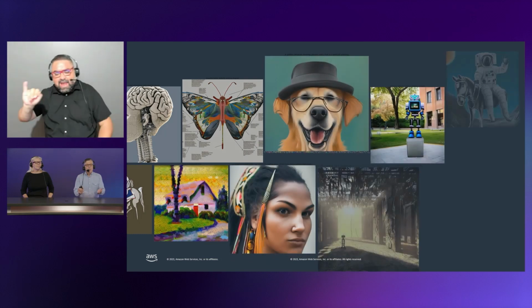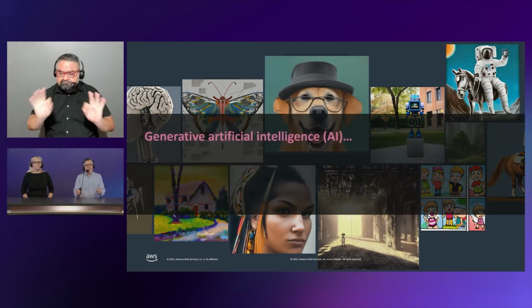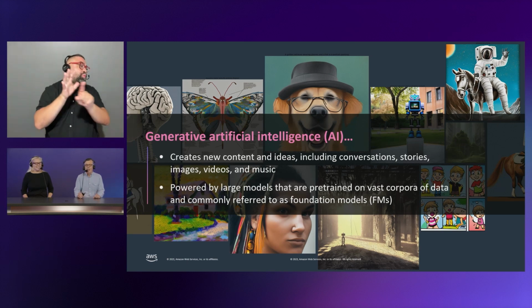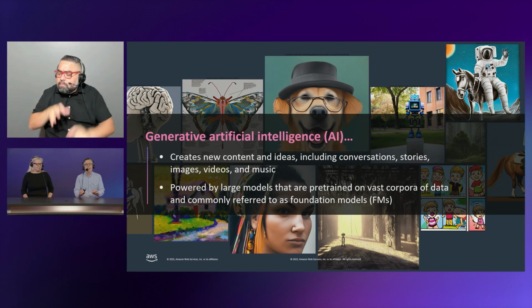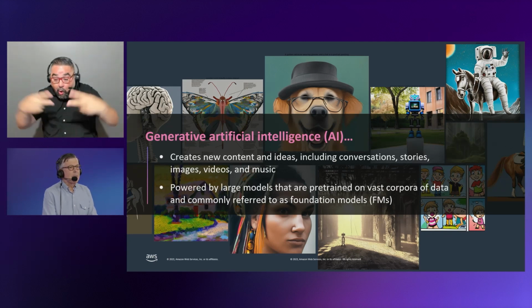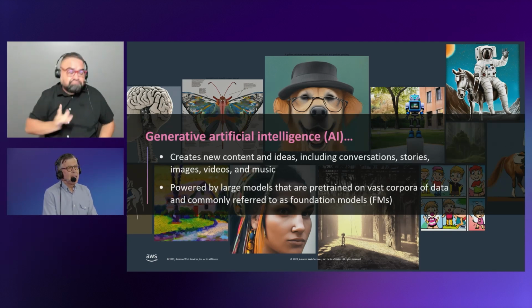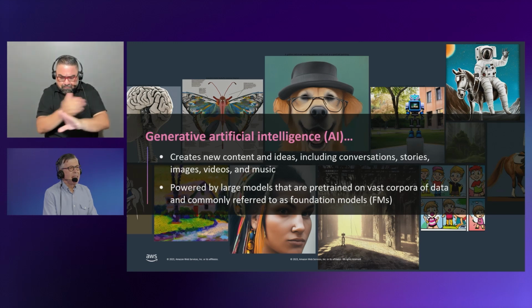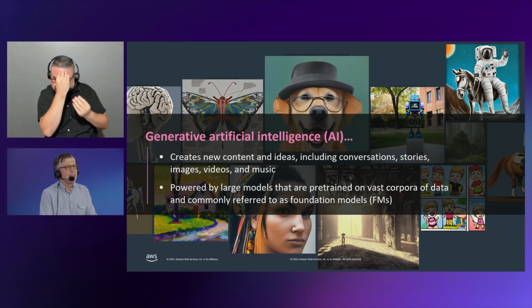So what about Gen AI? Obviously, a super hot topic today, taking the world by storm. The reason it's so powerful is it can create new content and ideas, including conversations, stories, images, videos, music, even code. And it can do this because it's powered by types of ML models known as foundation models that are pre-trained on vast amounts and varieties of data, including text, image, and video.